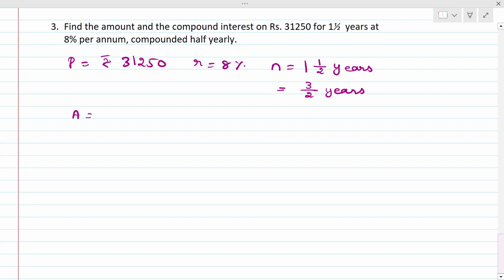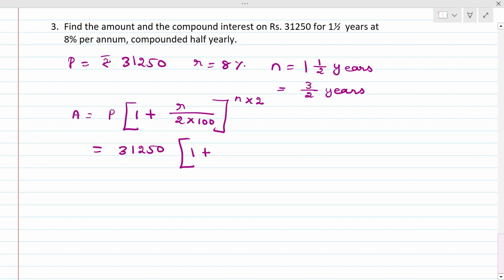As usual, A equal to, this is compounded half yearly. So I will be using the half yearly formula. 1 plus R by 2 into 100, the whole power n into 2. Okay, now P is 31,250 into 1 plus R is 8 here, 8 by 2 into 100. The whole power n is 3 by 2 here. So 3 by 2 into that 2. So what will happen? This 2 and this 2 will get cancelled here.